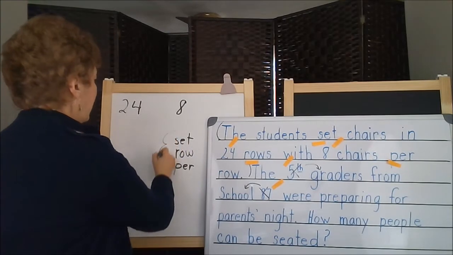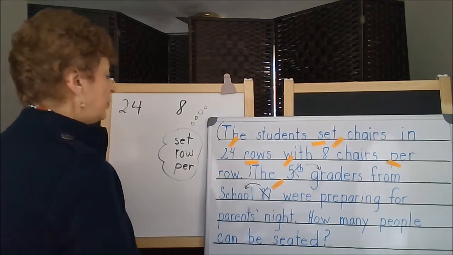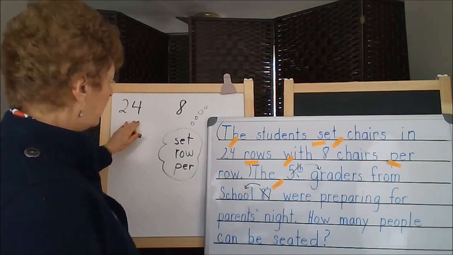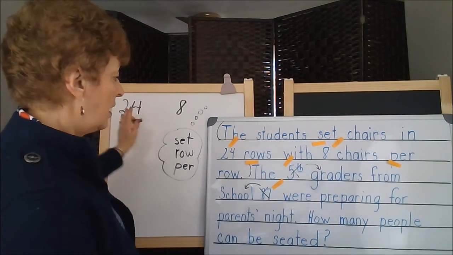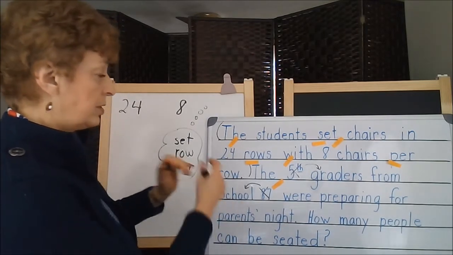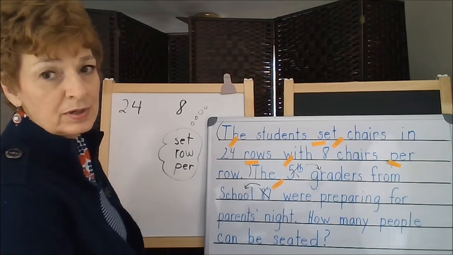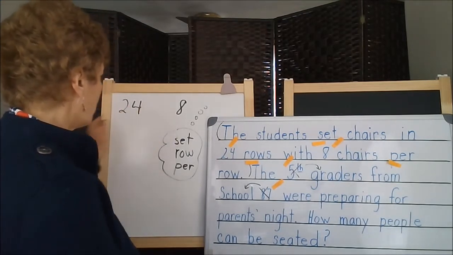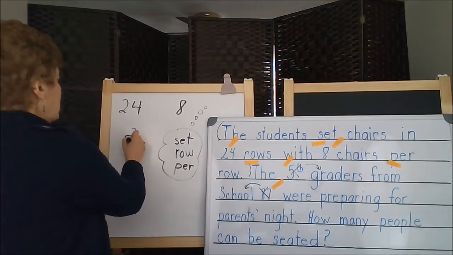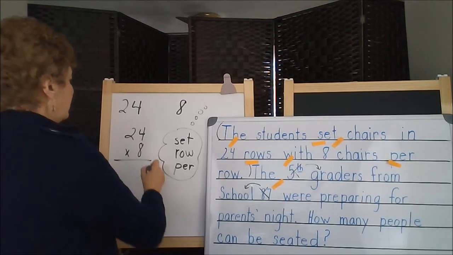So here we have our thinking. Would we need a larger number? Multiplication is going to give us a large answer. If we have 24 rows of chairs with 8 in each row, that would probably give us a larger number than either the 24 or the 8. So at this point, we're going to use multiplication.